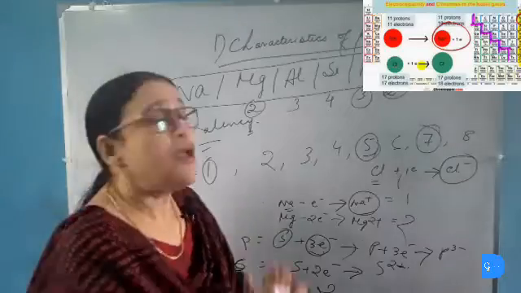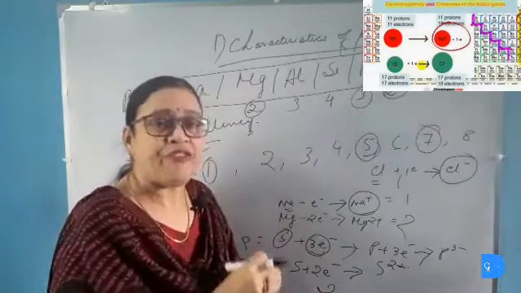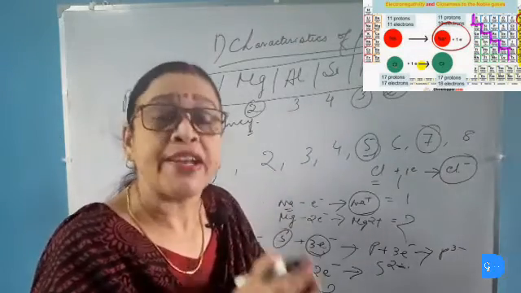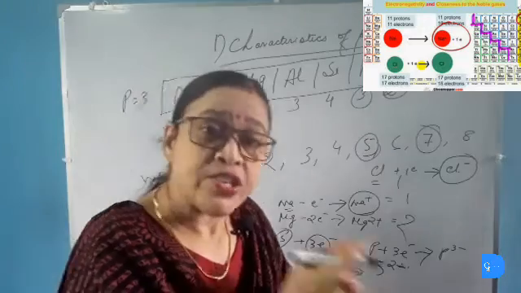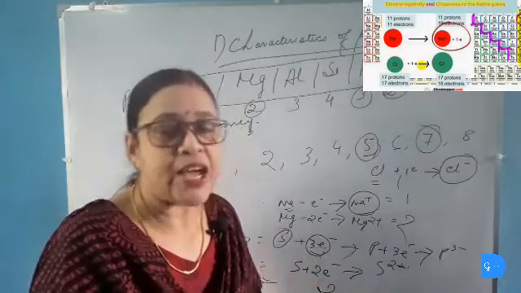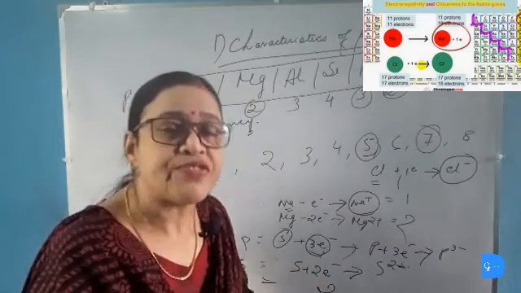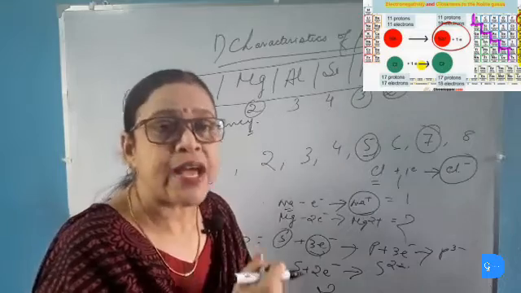The difference is that magnesium loses 2 electrons and forms a positively charged ion. So, magnesium is a metal, whereas sulfur gains 2 electrons and forms a negatively charged ion. And thus, the valency of sulfur is also 2, but sulfur is a non-metal.